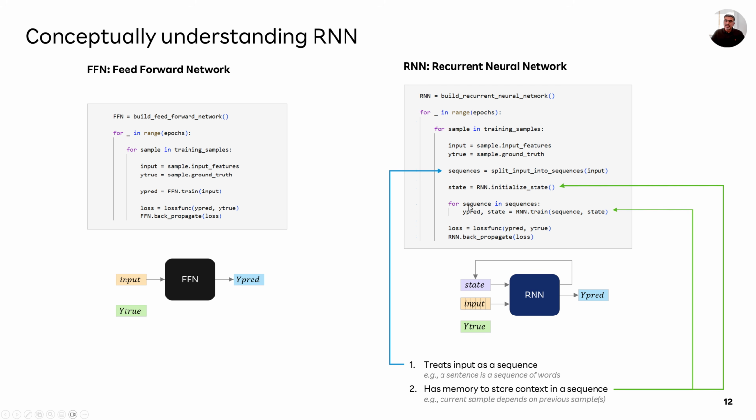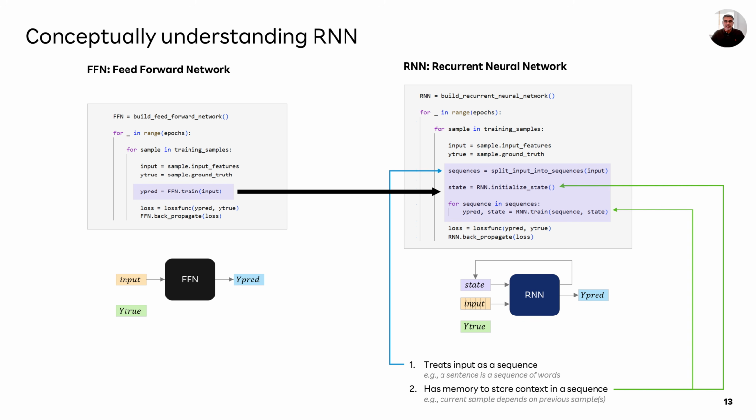Once you're done with that, you go back and make the final prediction, compare it with the ground truth value, get the loss, and backpropagate that loss, which is very similar to what you do in an FFN. So the big change here is that the training loop changes. Both the training and the inference loop change between a feed forward network and a recurrent neural network.